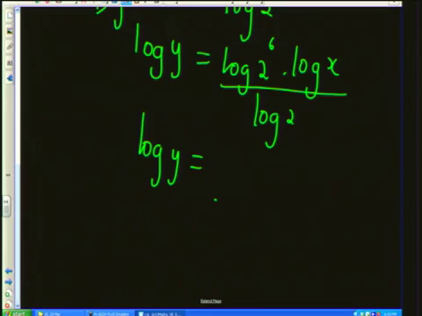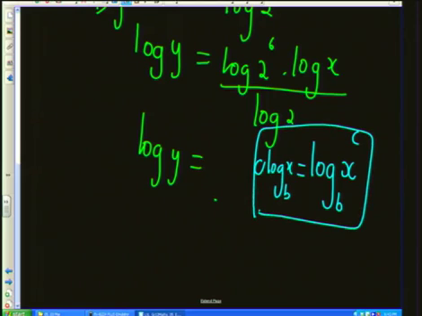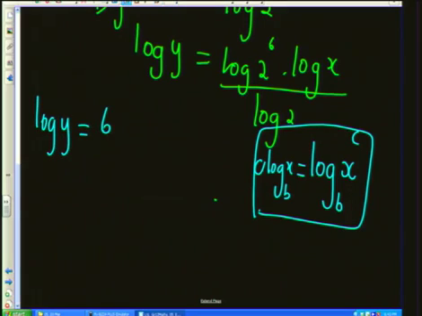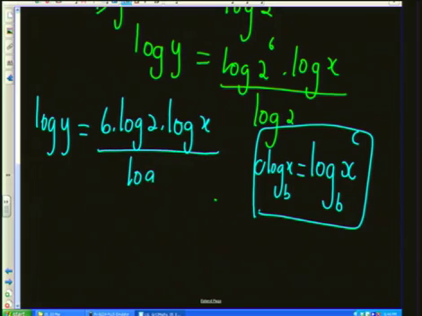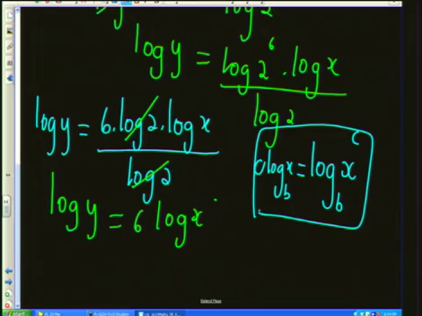Now remember this rule. If you are given log x to exponent c base b, this is the same as c log of x base b, right? So it means that log of y will be exactly the same as 6 times log of 2 times log of x, all divided by log 2. Now, next, log 2 divides log 2. So you get log of y equals 6 log x.